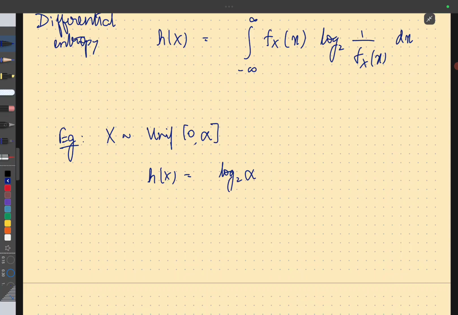So if I take alpha to be, let's say, half, then h of x is minus 1. If I take alpha to be 1, so uniform distribution on the interval 0 to 1, the differential entropy is equal to 0. So I can't really say that this measures randomness.